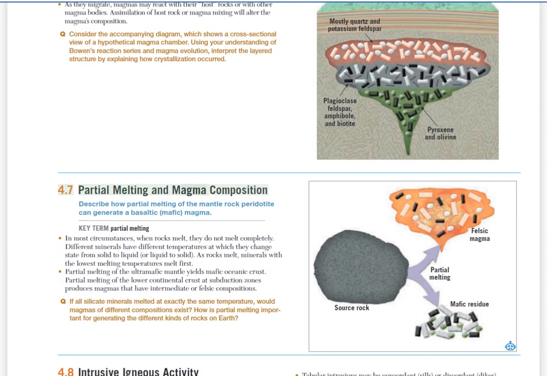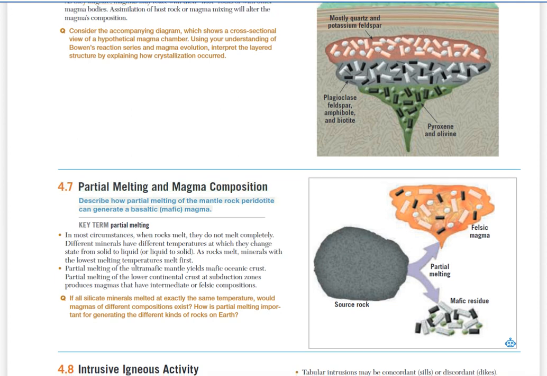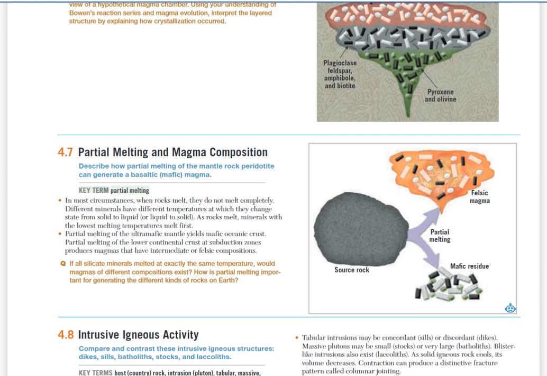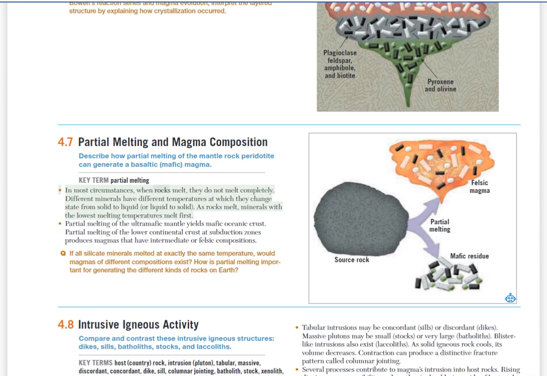4.7 Partial melting and magma composition. Describe how partial melting of the mantle rock peridotite can generate a basaltic magma. Key term: partial melting. In most circumstances, when rocks melt, they do not melt completely. Different minerals have different temperatures at which they change state from solid to liquid. As rocks melt, minerals with the lowest melting temperatures melt first.